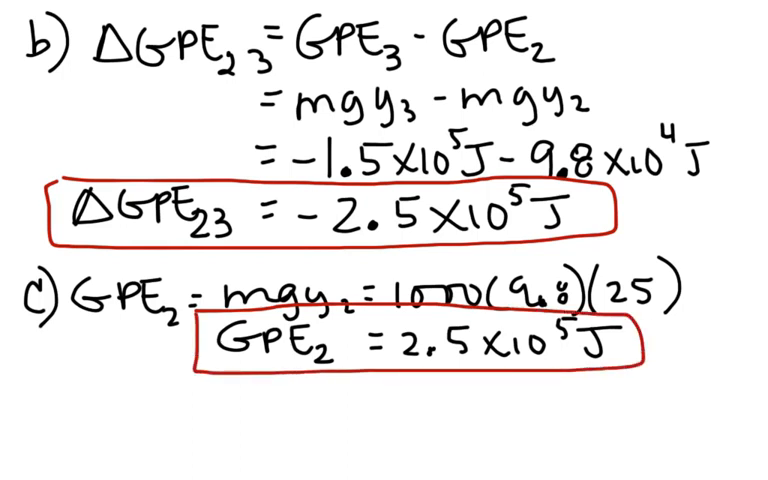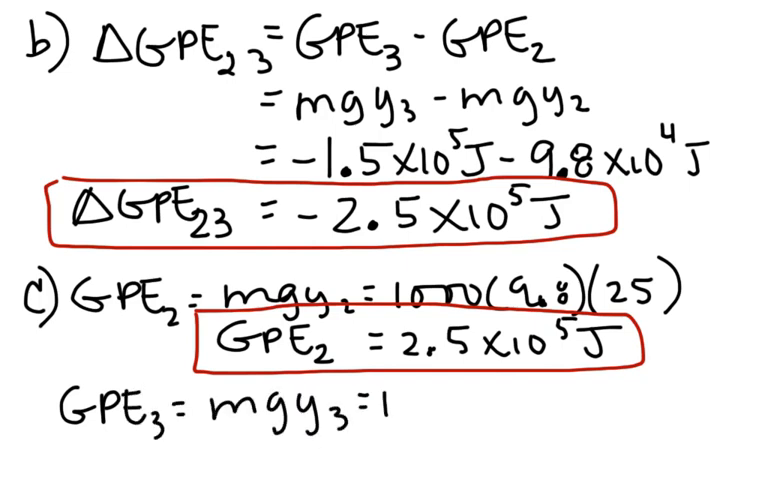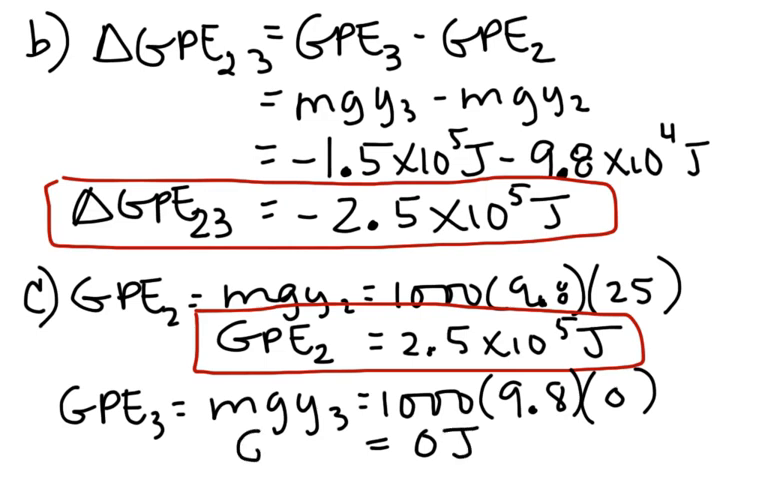And what about my gravitational potential energy at point 3, which is mgy3? So that's 1,000 times 9.8. So what is the position at 3 if my reference level is at level 3? That value is 0, so I actually get a value of 0 joules for my gravitational potential energy at 3.